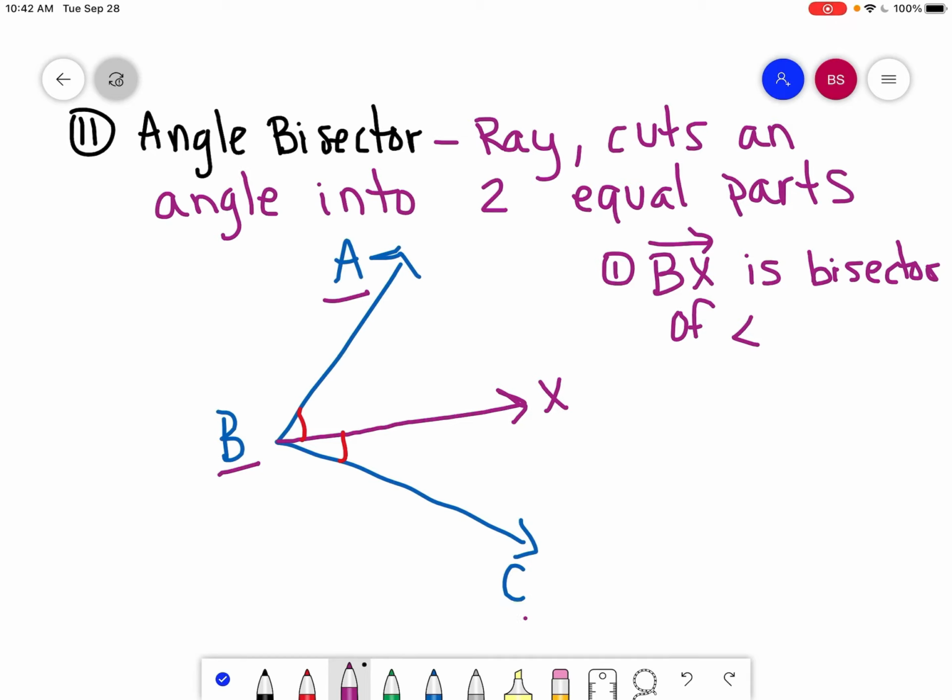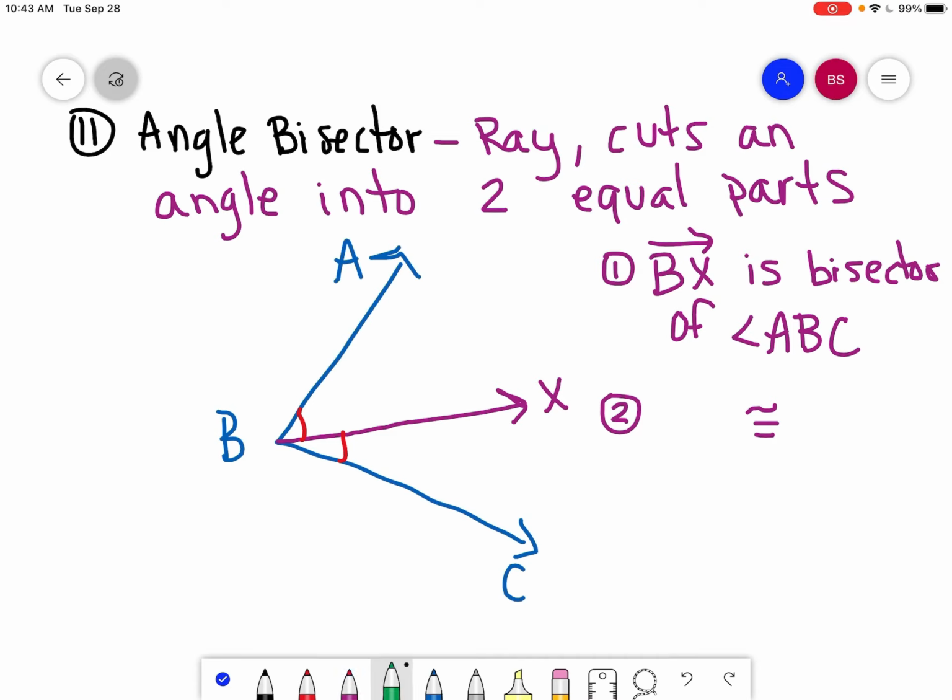Angle A, B, and C. All right, and number 2, when you have a bisector, an angle bisector, or any bisector, what you have is a congruent statement now. You have 2 things that are now congruent to each other. And when you have 2 things congruent to each other, you can make an equation, and then you can do some algebra to solve that equation.